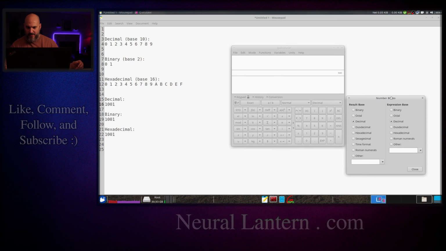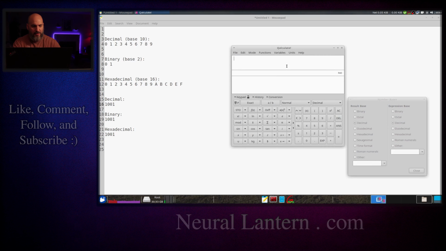Okay, so if I write 1001, I'm going to display it as decimal, but the input is first going to be decimal. So in decimal, 1001 is 1001. That's fine. But if this 1001 was actually a binary number, I'm going to say that the expression base is binary here. Notice how the real number is actually 9 if you represented it in decimal.